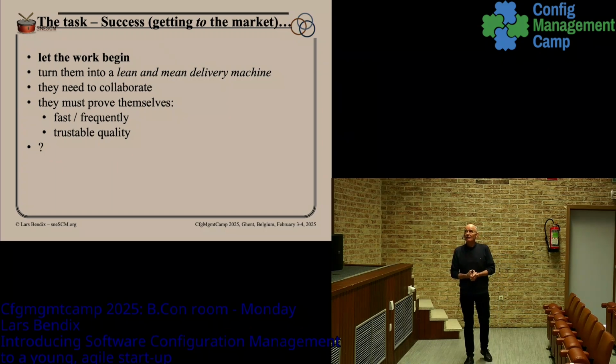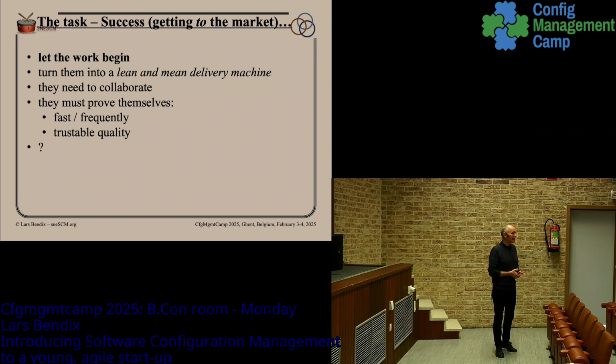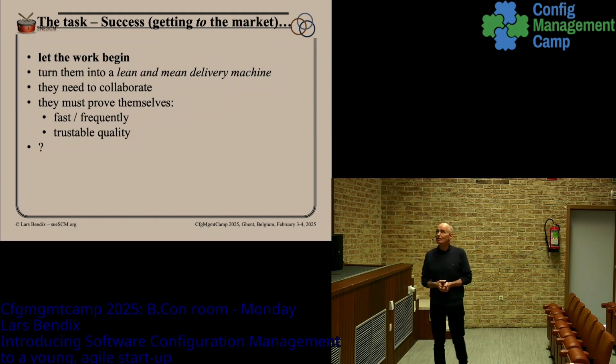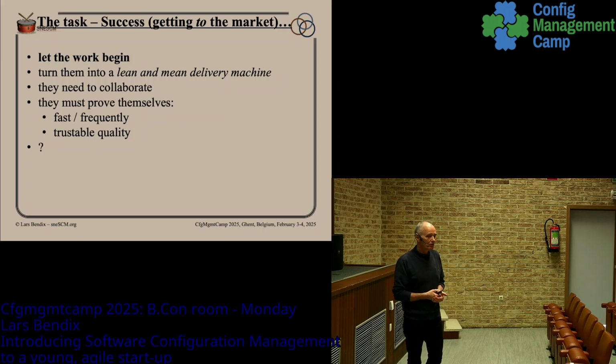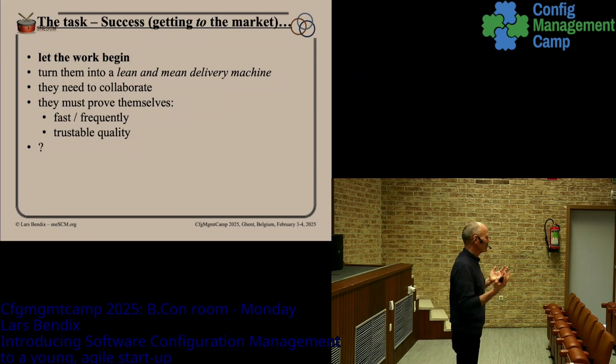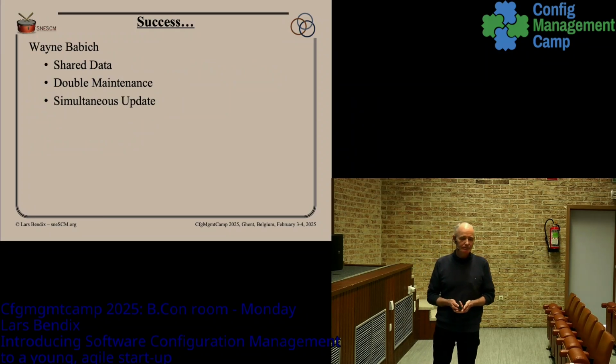Success, the next step. Let the work begin. Now we want to turn them into a lean and mean delivery machine. They need to collaborate, they must prove themselves fast and frequently, and they must have a reliable and trustable quality in what they're doing.